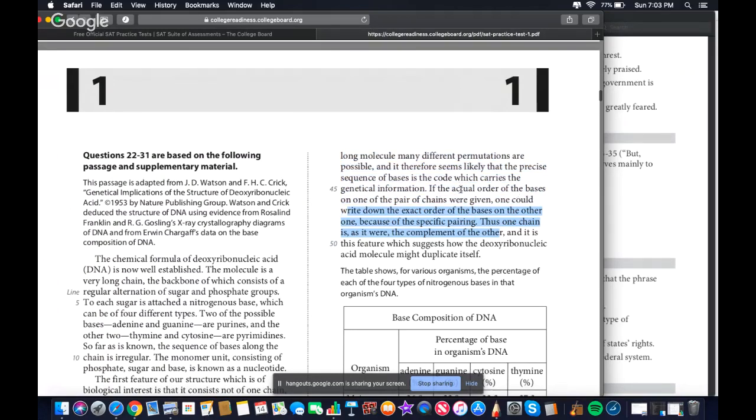So if the actual order, I'll just go to the beginning of the sentence. If the actual order of the pairs could be written down, one could write down the exact order of the bases on the other one because of the specific pairing. So here's where it stops. It says, thus, one chain is the complement of the other. And it is this feature that shows how deoxyribonucleic acid might duplicate itself. So in this sentence, this feature, which is described up here in the lines we were told about, is how DNA might duplicate itself.